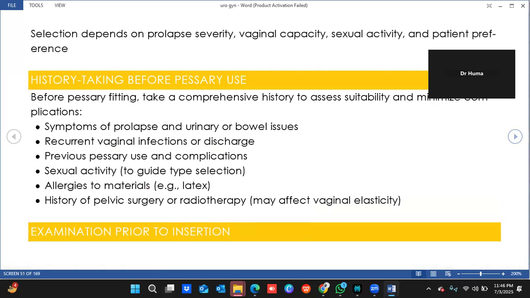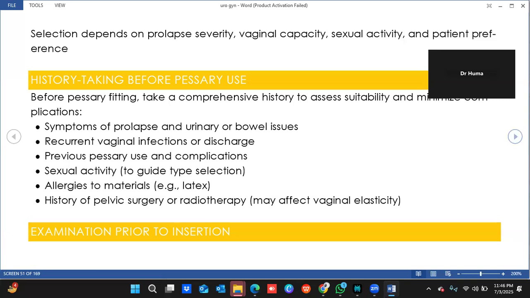So selection depends upon the prolapse severity, vaginal capacity, sexually active or not, and the patient's own preference. That is the most important thing. So first of all, when we are going to insert the pessary to a patient, we will take a brief history.